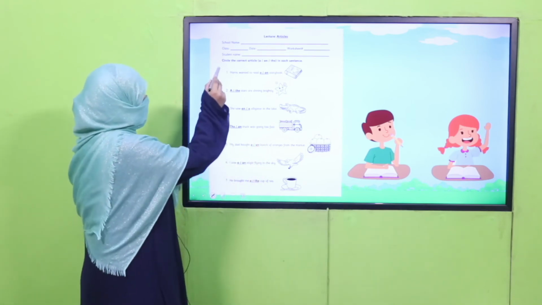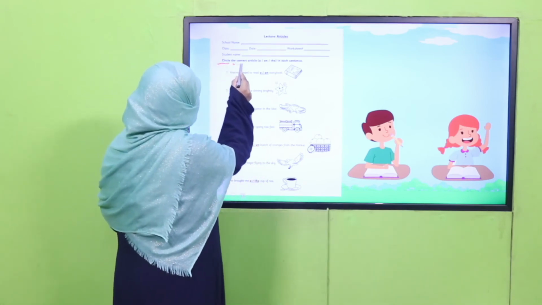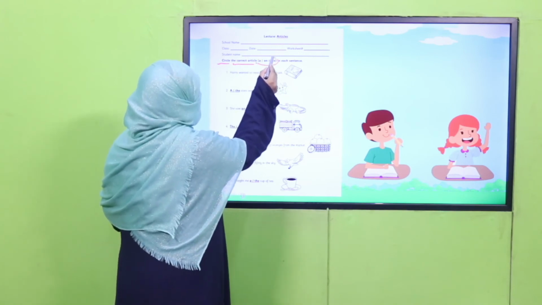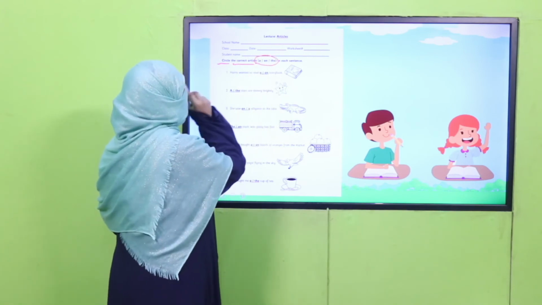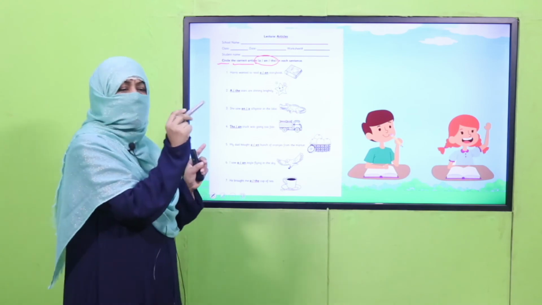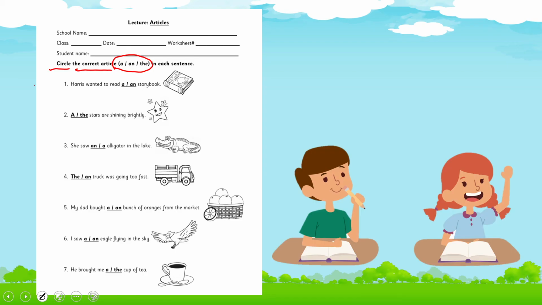And students, what you are supposed to do, circle the correct article. Now, article options are there. You have to circle the correct article according to the sentence. Okay, and you may also color the objects given in the worksheet.